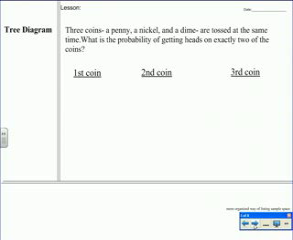Okay. 3 coins, a penny, a nickel, and a dime are tossed at the same time. What is the probability of getting heads on exactly 2 of the coins? Now, does it matter which coin is which? No, why not? Yeah, and why doesn't it matter? Because when you flip any coin, the outcomes are heads or tails, so it doesn't matter.